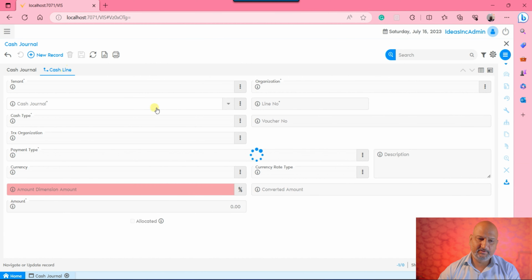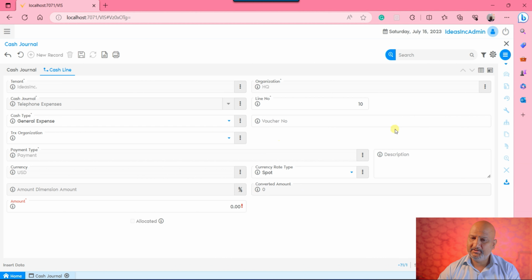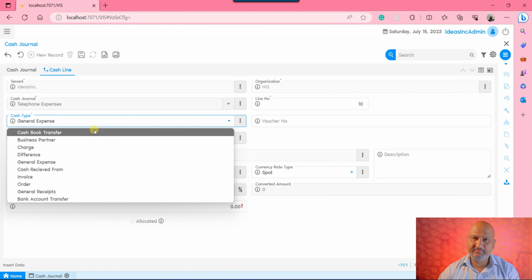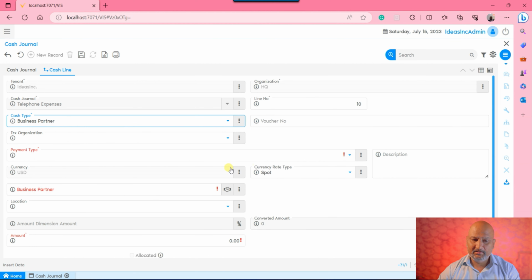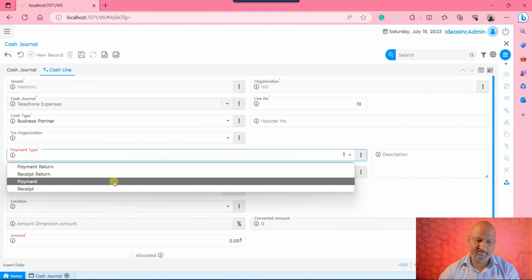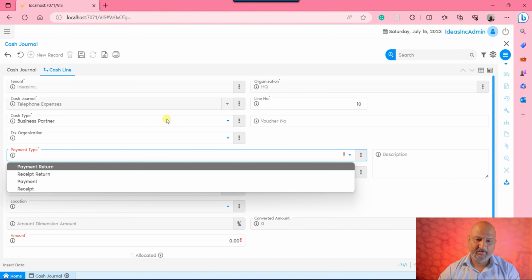So let's move on to the new record, and at this particular cash line I just need to select the cash type, and there are certain options for it. The cash type can be from one cash book to another cash book. If you want to transfer the cash, you would be able to do so. It is against the business partner. So whether it is an advance you are receiving from the vendors, you would be able to select that. And you would be able to see that it is the receipt or the payment, receipt return or something.